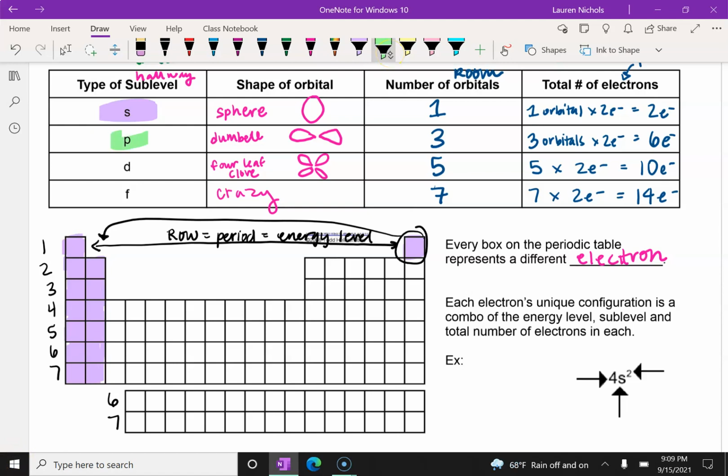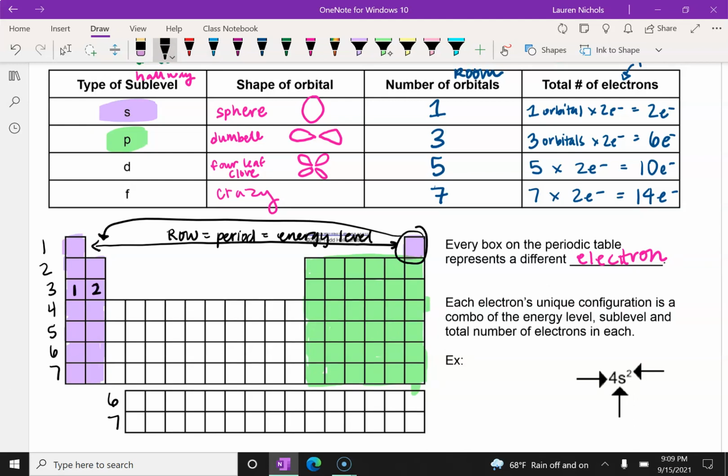Now the P sublevel, I'm going to highlight those in green on mine. Those are located in columns 13 through 18, again with the exception of helium. Okay, so that is this section over here. So notice that there are 6 boxes in each row. So in our S sublevel, right, like if we just pick any row, there's 1, 2.